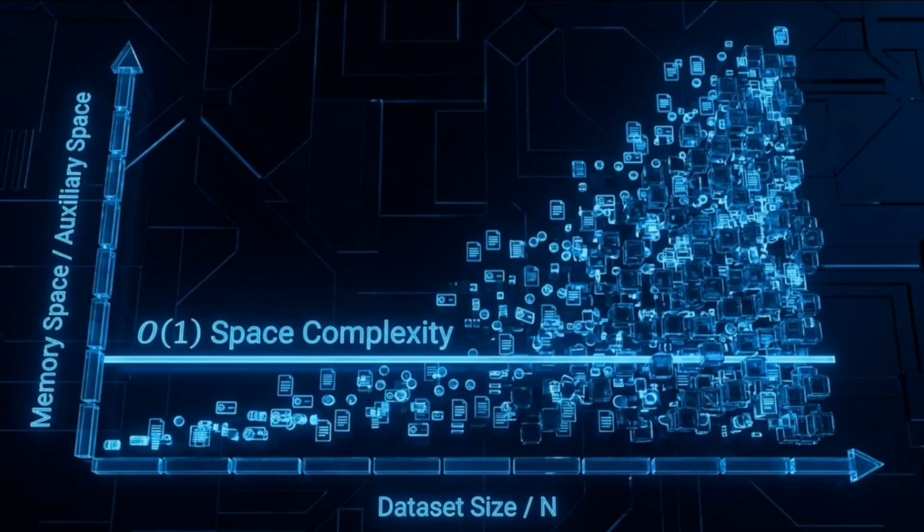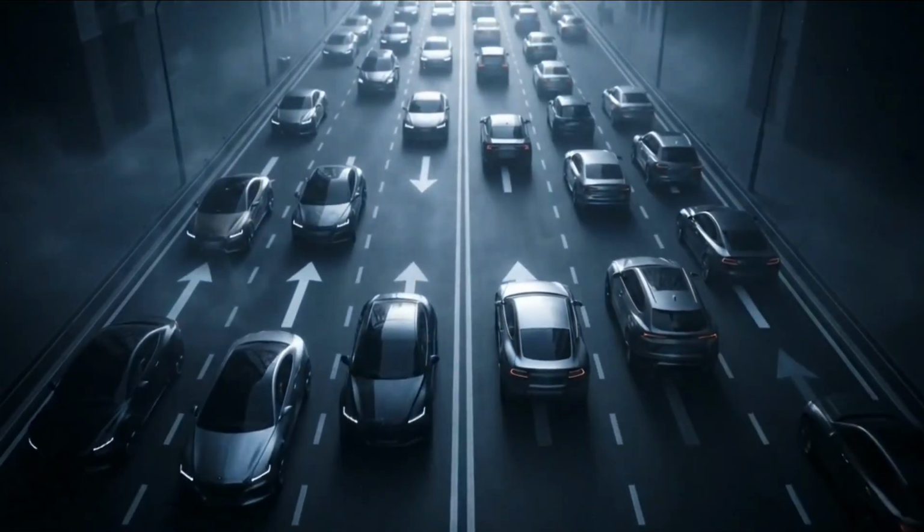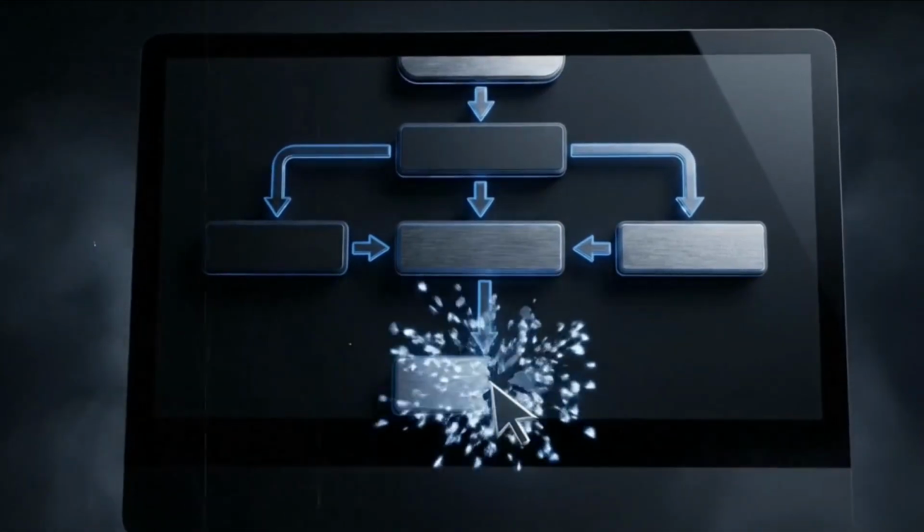To solve this elegantly, we need to achieve O of 1 space complexity, meaning the operation requires almost zero extra memory, regardless of the dataset size. To do that, we must not move the data itself. We have to change the rules of the road. Instead of copying nodes, we are going to reverse the connections between them.